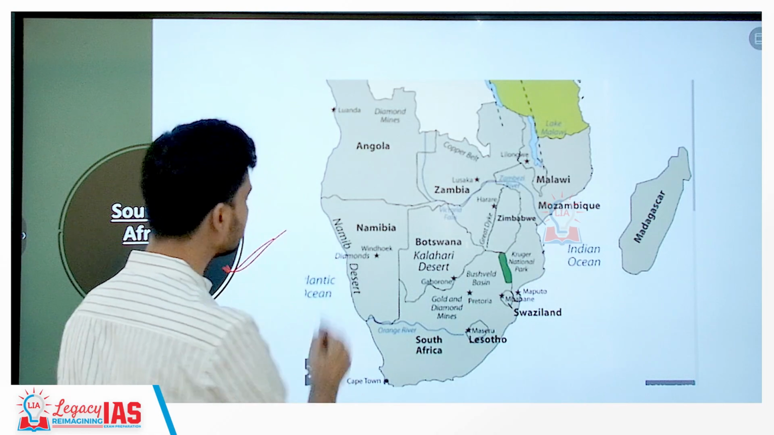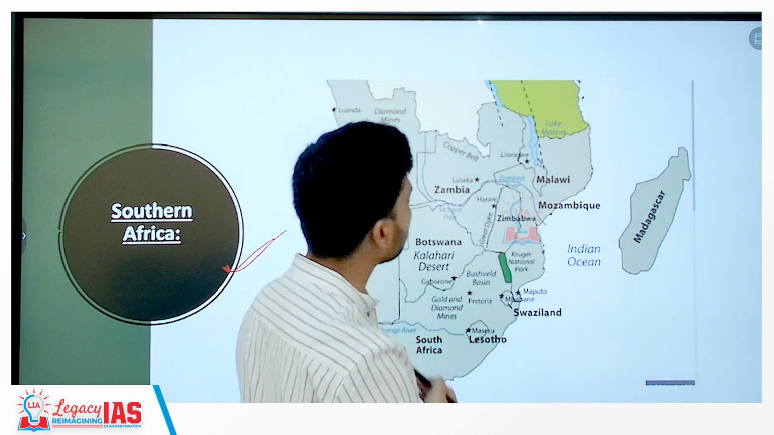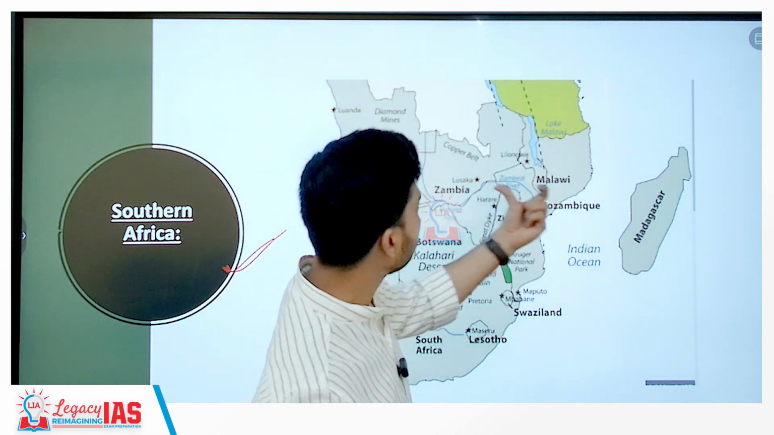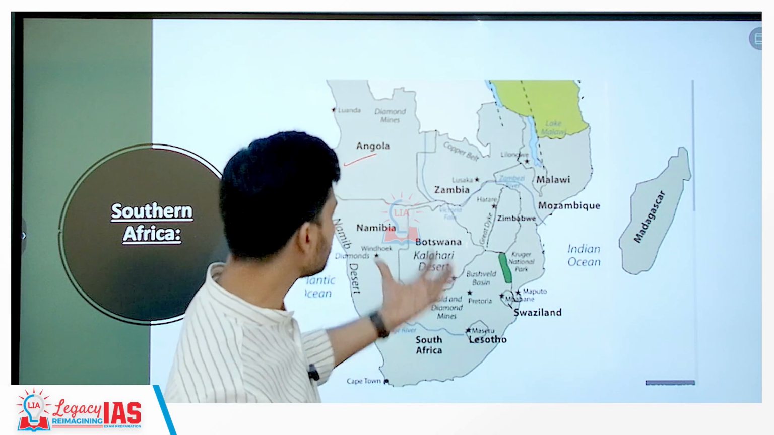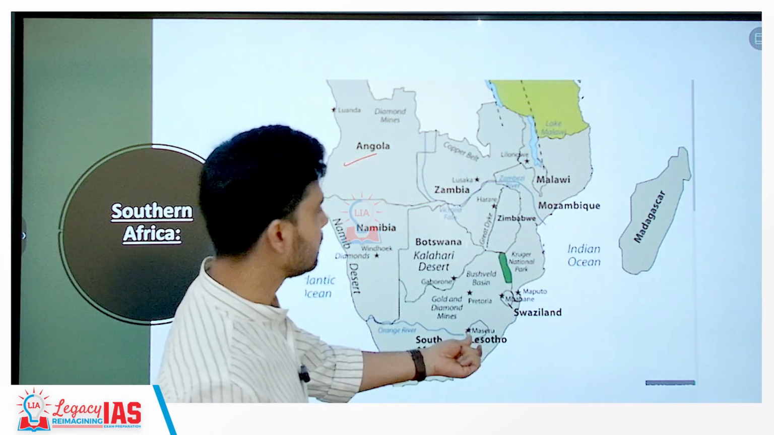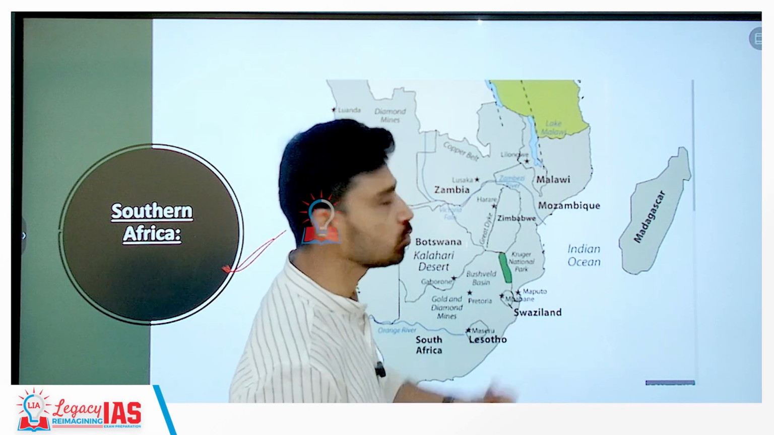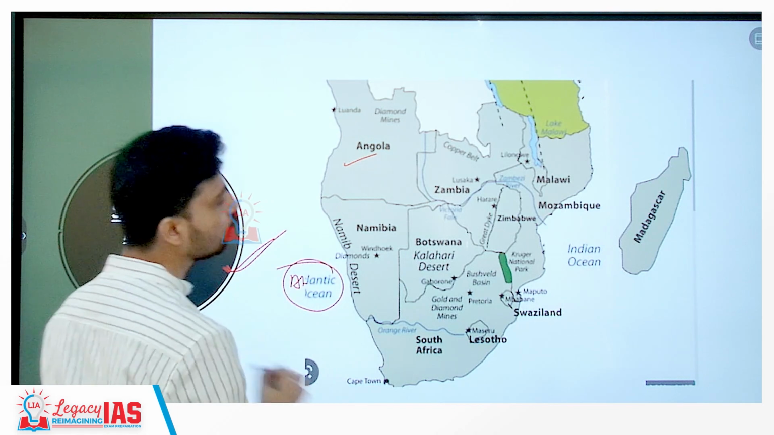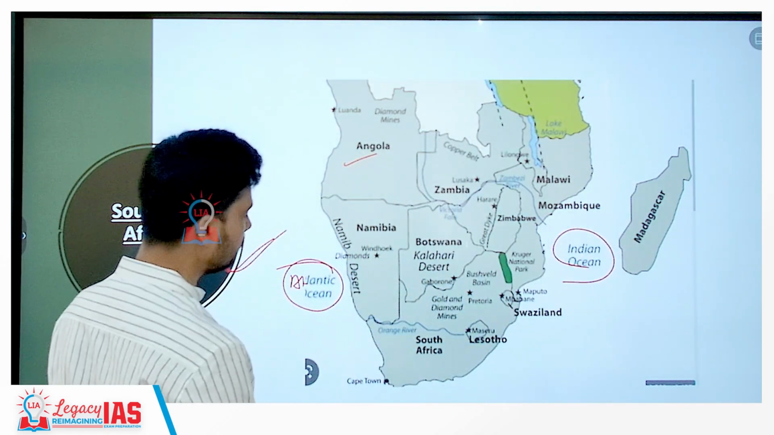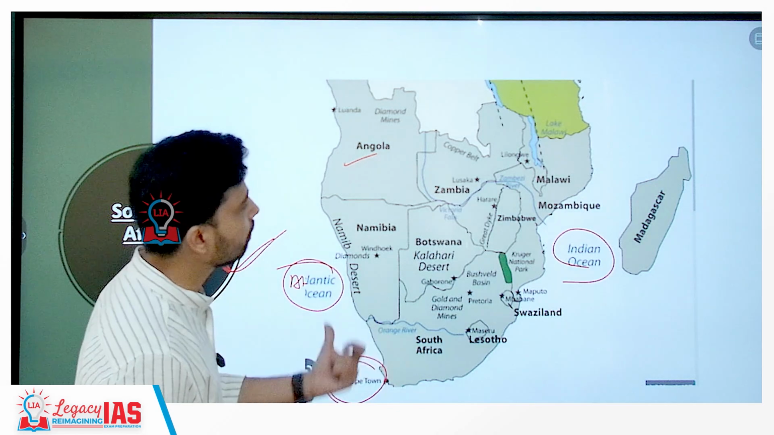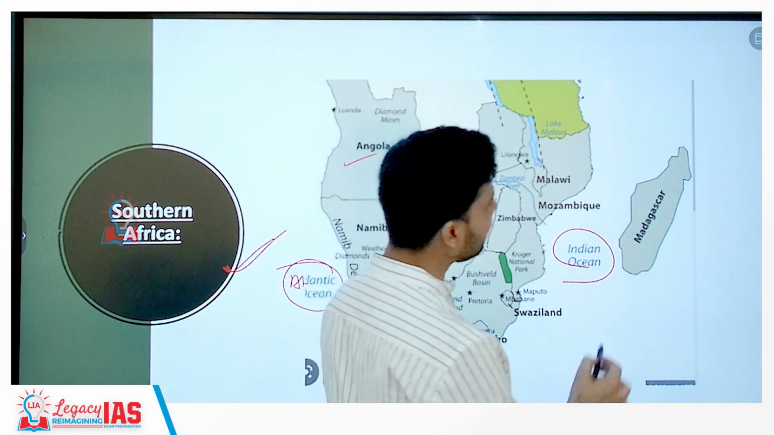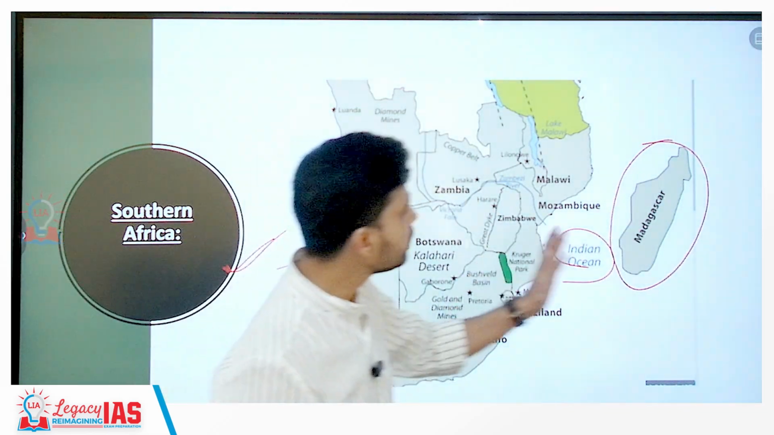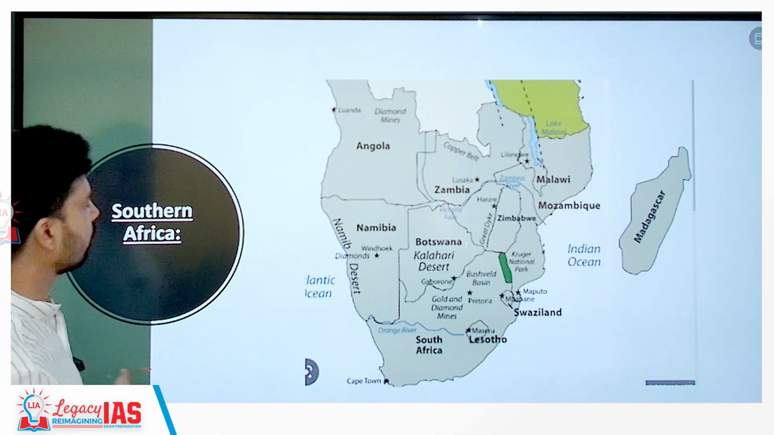The last region of Africa is the southern part of Africa. So this you can see on the map is southern Africa, which is made up of countries such as Angola, Zambia, Malawi, Mozambique. Then you have South Africa, Zimbabwe, Botswana, Namibia. Then some landlocked countries such as Lesotho and Swaziland. So this is the southern tip of Africa, which is surrounded by both the Atlantic Ocean in the west and the Indian Ocean in the east, and Cape Town is part of this southern region of Africa. Not only that, the island off the coast of eastern Africa, Madagascar, is also considered part of the southern region of Africa.